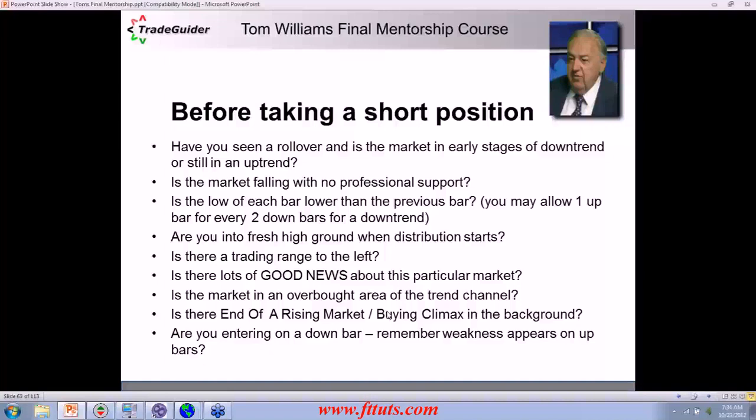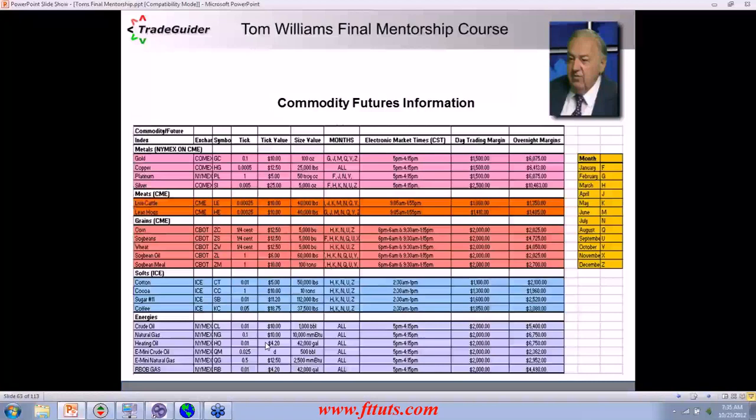Ask yourself, have you seen two of Tom and my favourite signals, the end of a rising market and the buying climax. And remember, you want to enter the market on an up bar, not a down bar. The only time you would ever enter on a down bar is if you see a gotcha bar, and then almost for sure you could go short without a shadow of a doubt.